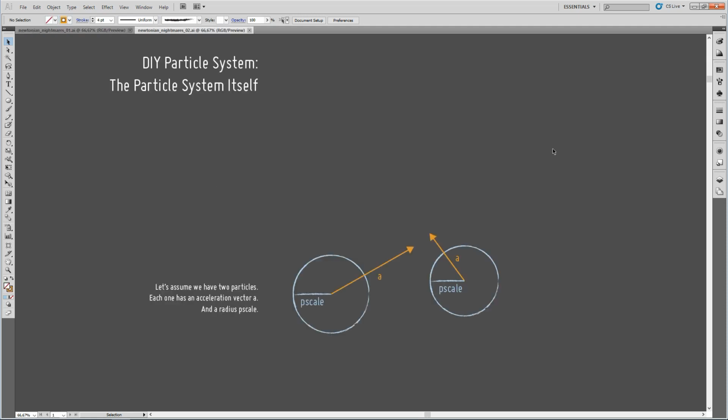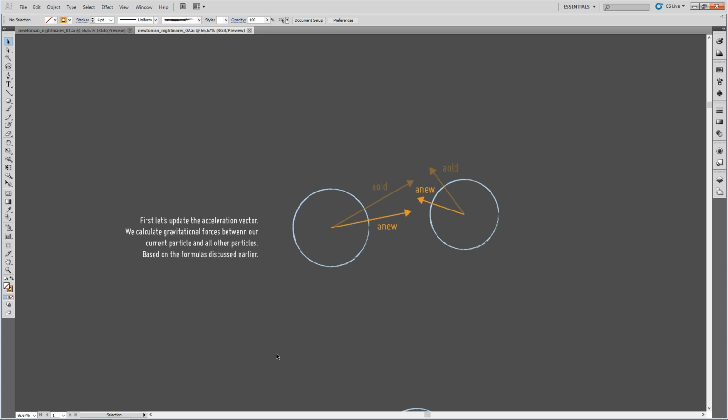So let's talk a bit about how the actual simulation is going to work. And let's have a look at these two particles first. Each particle has a position, a vector called a for acceleration, and a radius called pscale, which is the size of the particle. The first thing we're going to do in our particle simulation is update the acceleration vector. So using Newton's formulas that we discussed previously, we're going to calculate the gravitational forces between our current particle and all other particles in the system, add them up together and update our current particle's acceleration vector. We do that for all particles.